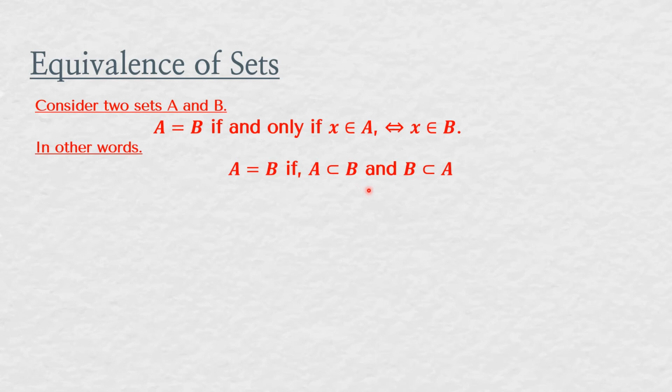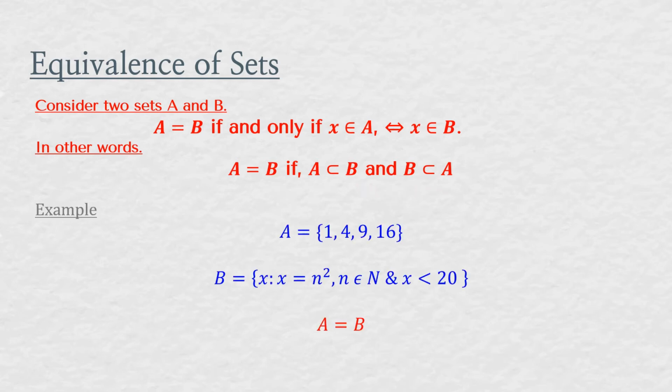of A. For example, the set A here has elements 1, 4, 9, 16, and set B is defined by the relation x is equal to n squared, where n is a natural number and x is less than 20. So the elements of this set are also 1, 4, 9 and 16. Since all the elements are equal in both the sets, A is equal to B.